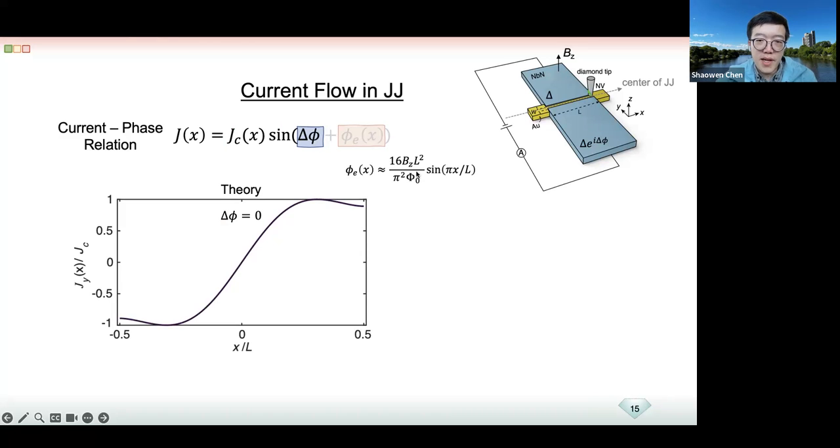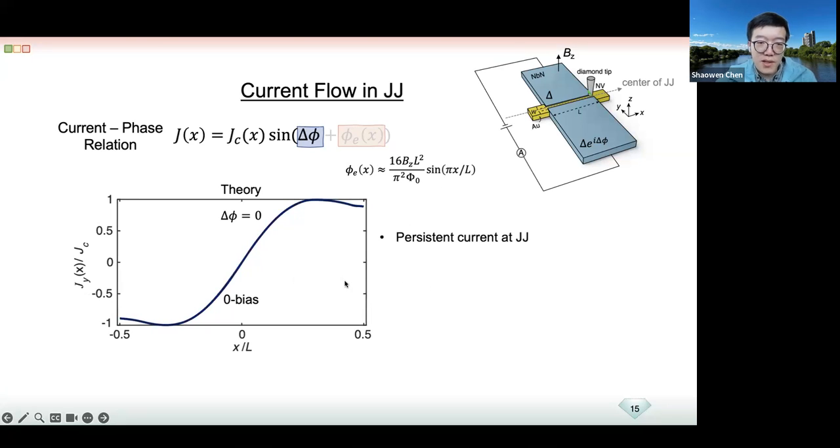We can consider a case of some finite magnetic field, such that we'll have some curvature in the current. If we take the case of zero phase difference between the superconductors, this is the current flow I would expect in the junction. In this case the total bias current is 0, right? If you integrate this curve, you get 0, which means even if I don't have any external current bias, I can still have locally at the junction some current flow induced by the external magnetic field.